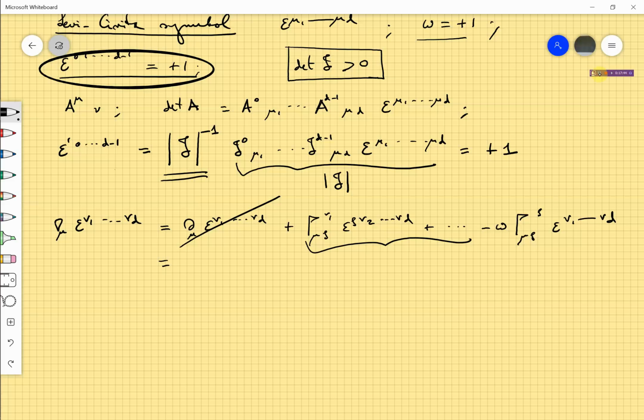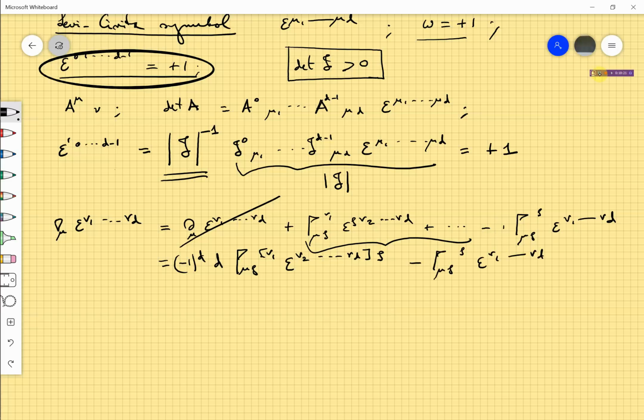This is just minus 1 to the d, and I'll show you that this is true, times Gamma mu rho nu 1 epsilon nu 2 up to nu d rho, minus, I should have replaced omega with 1, so this is just a minus Gamma mu rho rho epsilon nu 1 up to nu d.